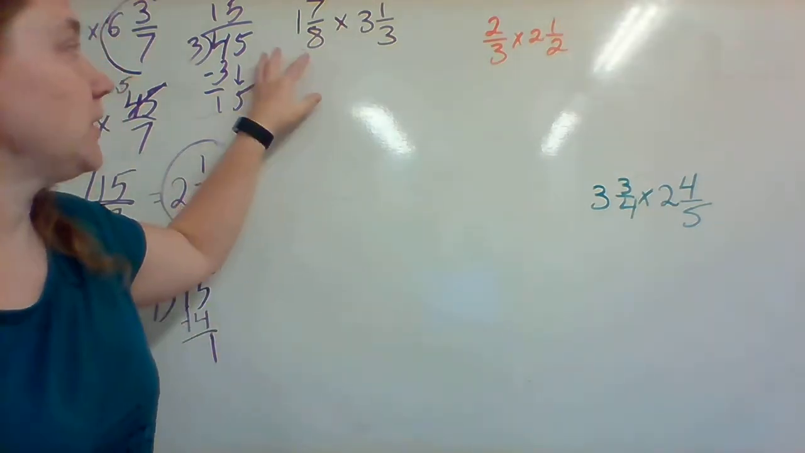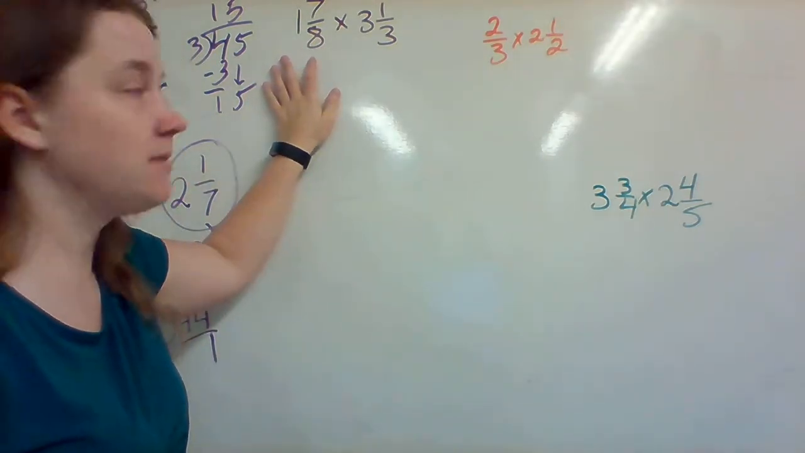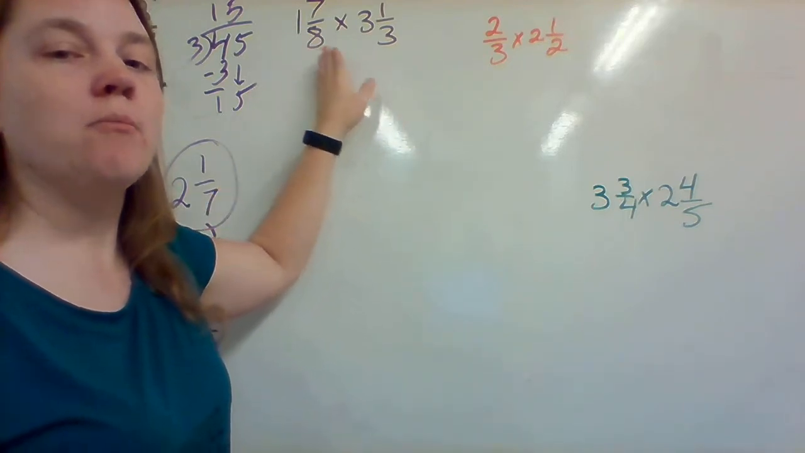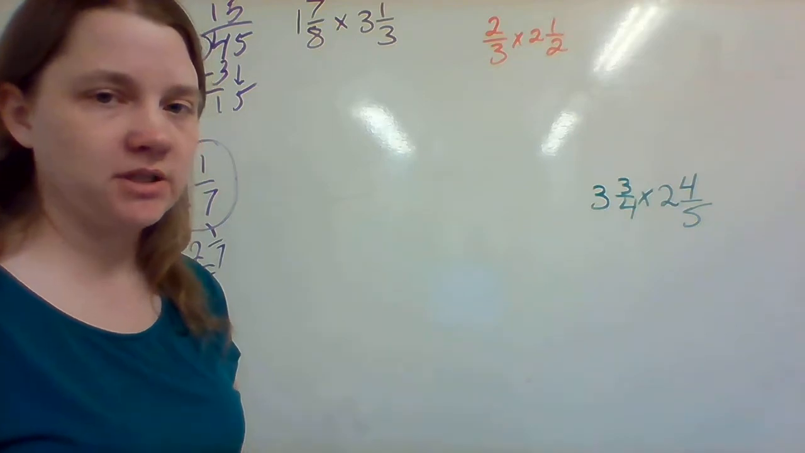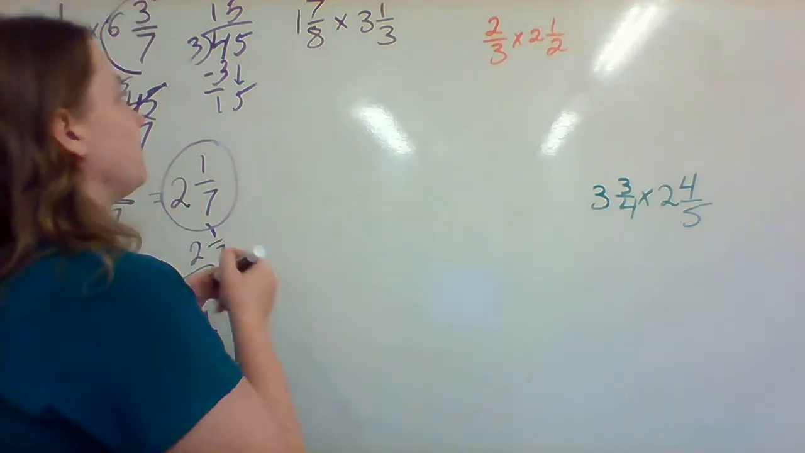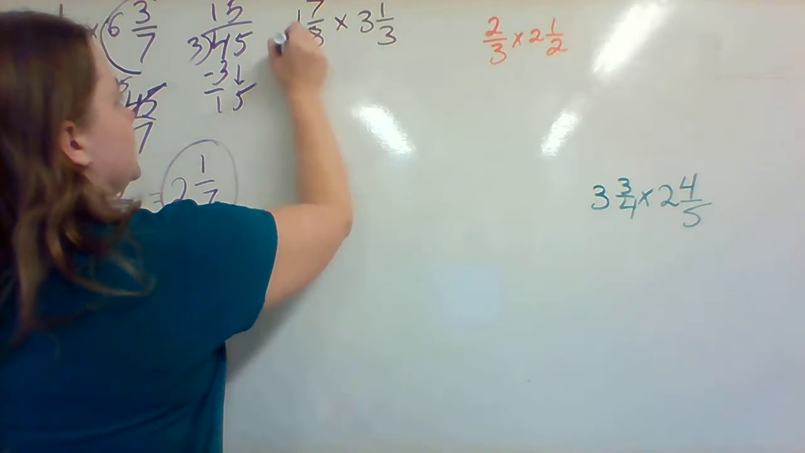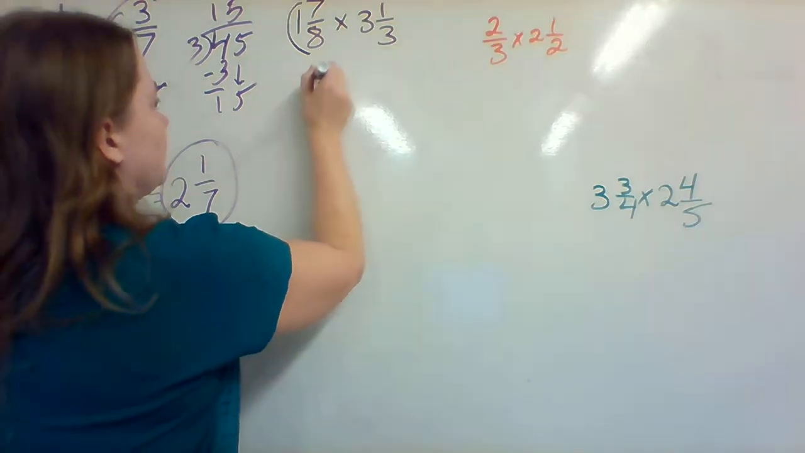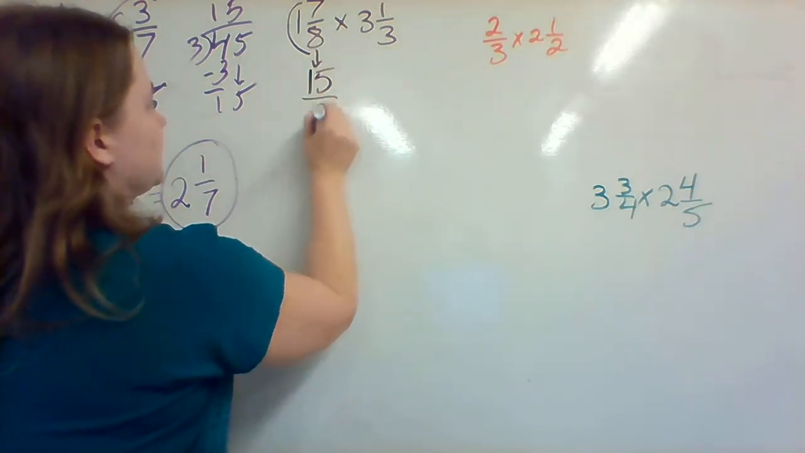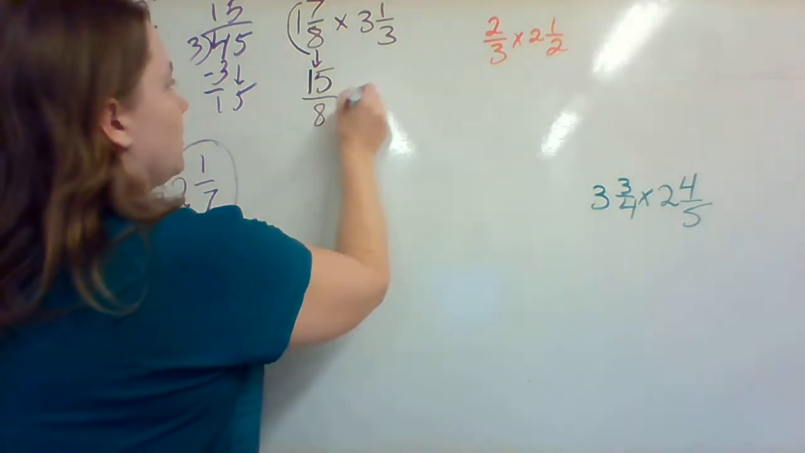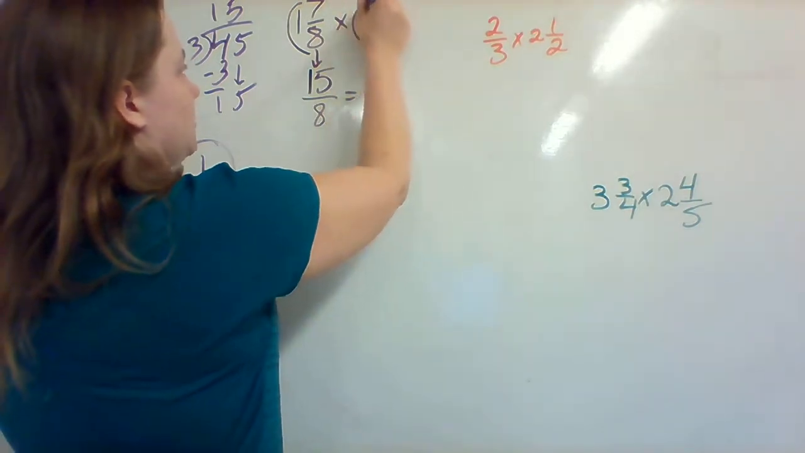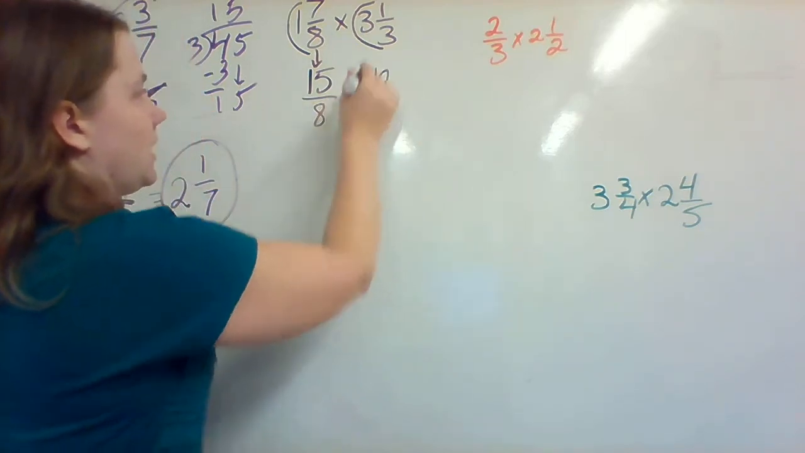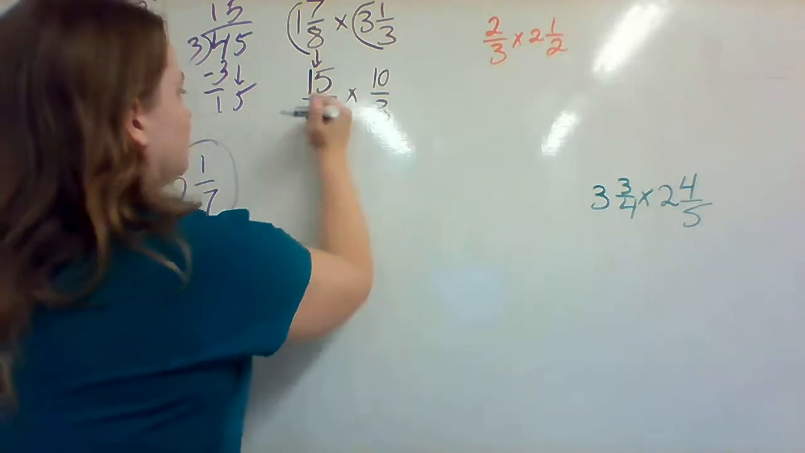The next problem that we're going to look at is 1 7/8 times 3 1/3. So now that we have two mixed numbers, we need to change both of these mixed numbers into improper fractions. Let's go ahead and do that. 8 times 1 is 8 plus 7 is going to be 15. So 1 7/8 becomes 15 over 8. 3 times 3 is 9 plus the 1 is going to be 10 over 3. And I want to multiply those two together.